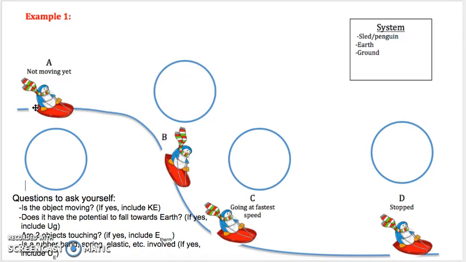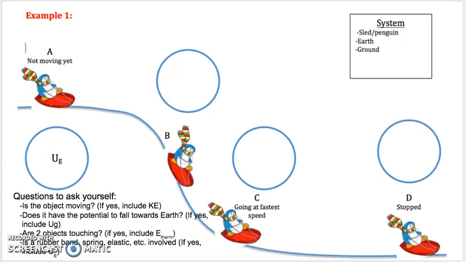The last question is, is a rubber band, spring, elastic, or bungee cord, etc. involved in the situation? No, none of those things, no elastic materials are involved, so we're not going to include any elastic potential energy. So in this situation, only potential energy is going to be involved, so I'm going to give 100% of the pie to that gravitational potential energy. Again, if you wanted to add a little bit of thermal energy in this situation, that would be okay. It would not be incorrect.